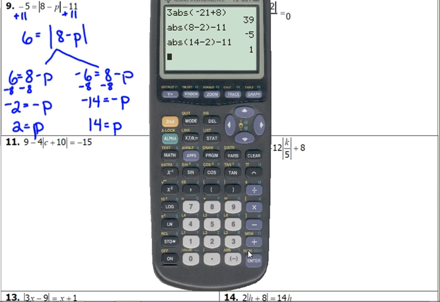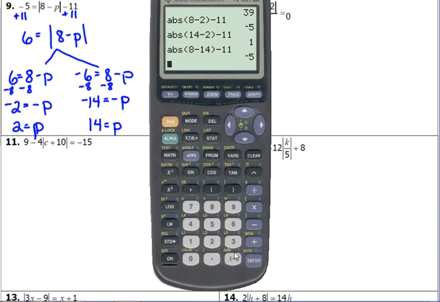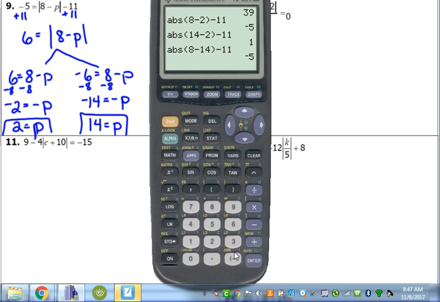Now look at what happened. Whoops. No. I changed the wrong number. My bad. 8 minus 14. Let's try that again. We're okay. That one checked out. Okay, both of those checked out. 2 and 14 both work.